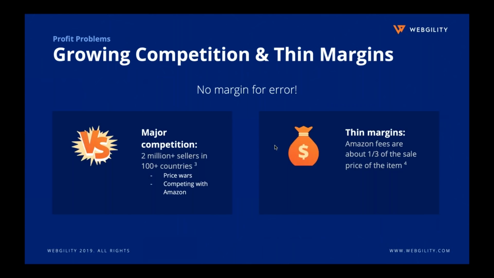And then, of course, we have growing competition and thin margins. One of the obvious big competitors is Amazon. Especially if they start private labeling in your industry, then that just really makes it hard to compete. And with over 2 million sellers in 100+ countries, you're already competing with thin margins. And when Amazon fees are about a third of the sale price of the item, that just makes it even more difficult to ensure that your thin margins are at least still in the positive and that your company is on a profitable trajectory.